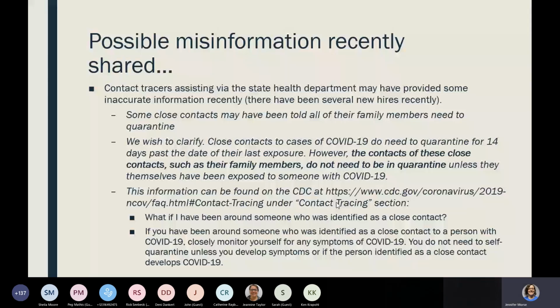So if for any reason you're hearing that, we've already addressed it. We let the state know right away, and they're already dealing with it with their training program and with the new employees. So it's being corrected. But if any questions come up, you can direct them to us. You can share with them this link with the CDC, where it specifically states that if you've been around someone who's a close contact, monitor your symptoms, but you do not need to quarantine. So we apologize if that's happened to any of you. But like I said, we've addressed it, and we're trying to re-educate, and we apologize.